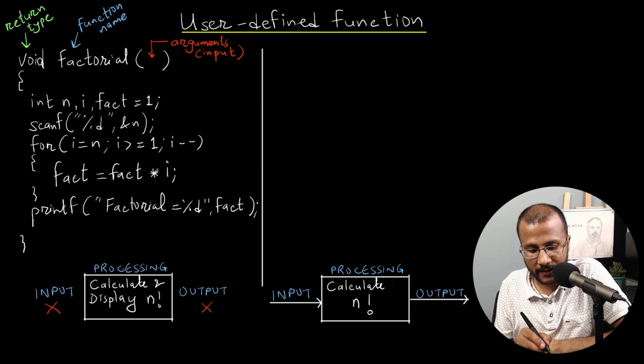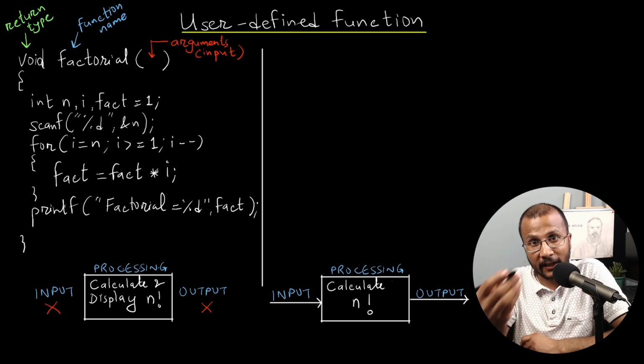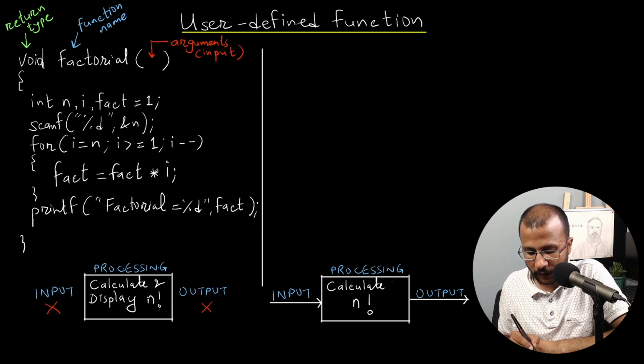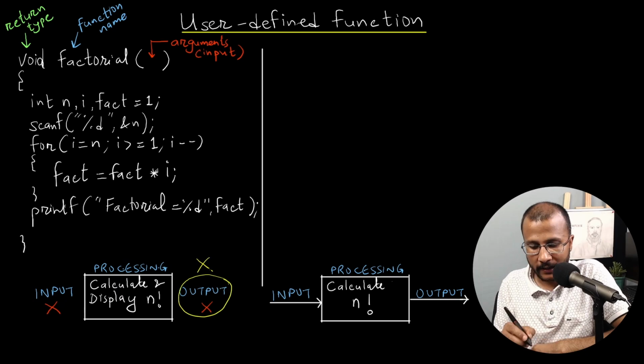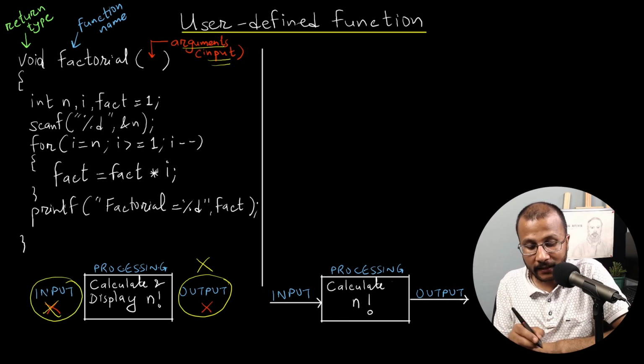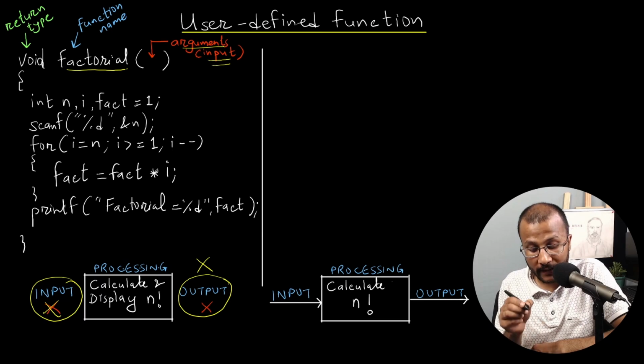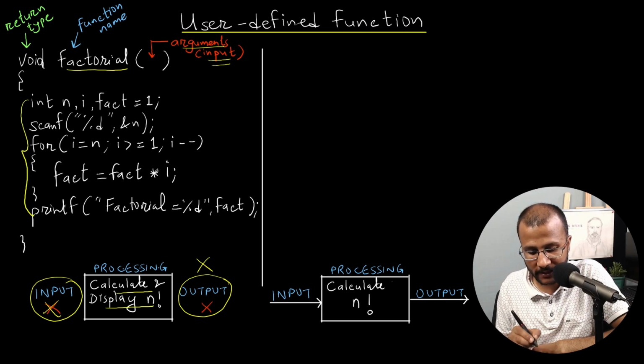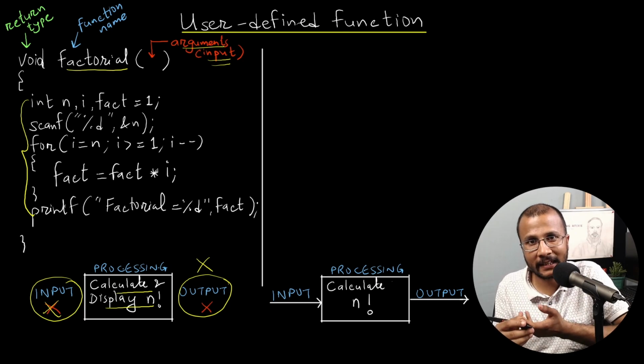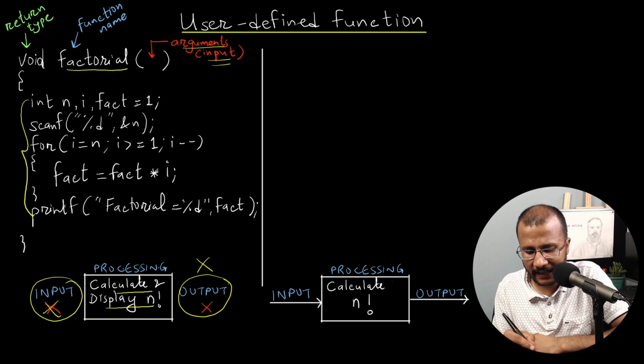So in this factorial function, the return type is void, meaning there is no return value. Therefore the output is nothing there. Similarly, the arguments or the input, it is not taking any input. So input is also not there in this function. And the name of the function is factorial. What it does is it will calculate and display n factorial. So this is the code, this is the processing. In the processing, it will initialize n, it will initialize factorial and i, and it will scan the value from the user.